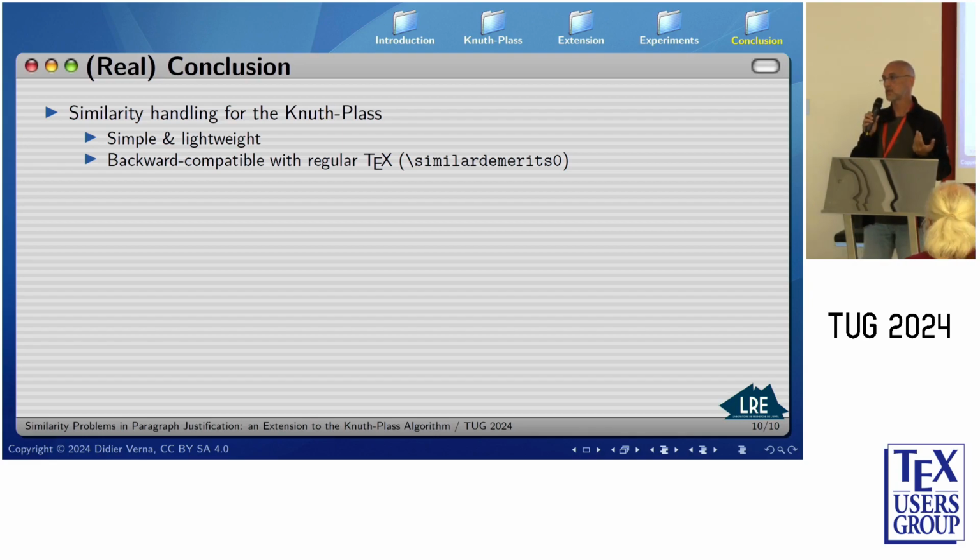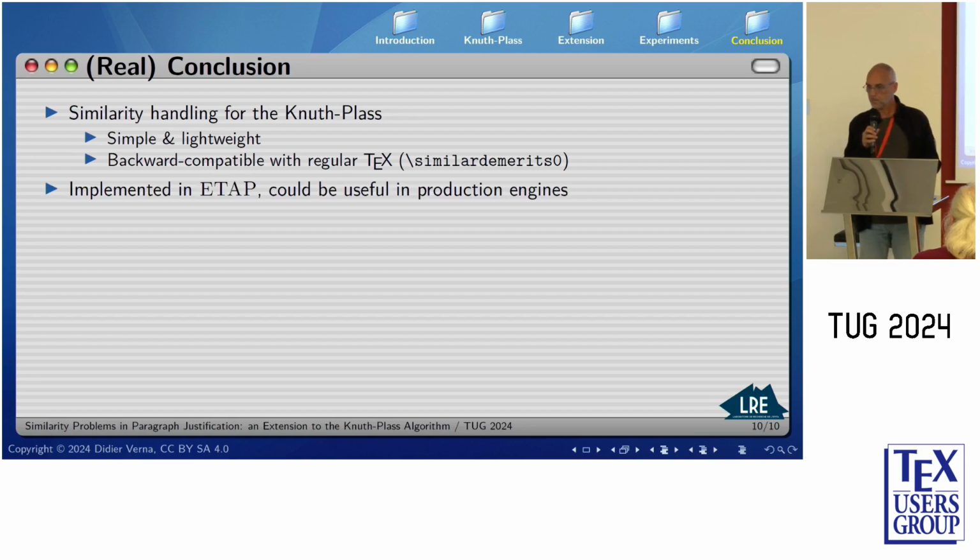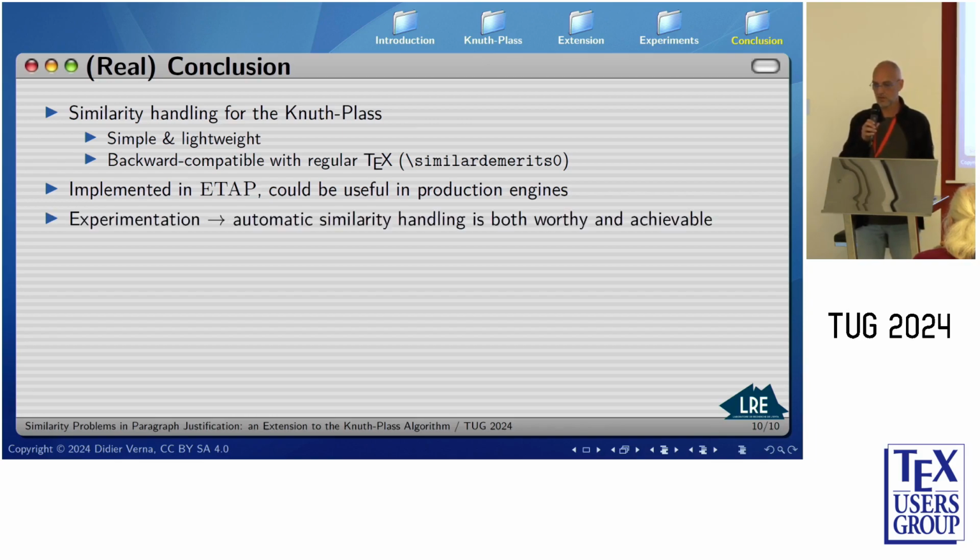It is, in some sense, backward compatible with TeX, because if you set similar demerits to 0, you end up with the original behavior of the Knuth-Plass algorithm. It's currently implemented in my experimental typesetting algorithms platform that I mentioned, but it could obviously be useful in a production engine because, as we saw, there is leeway to automatically fix the problem.